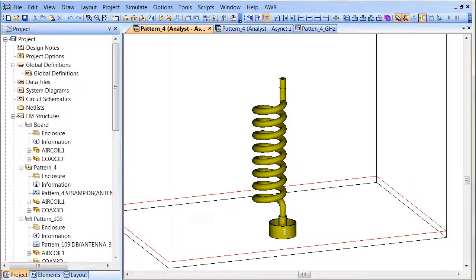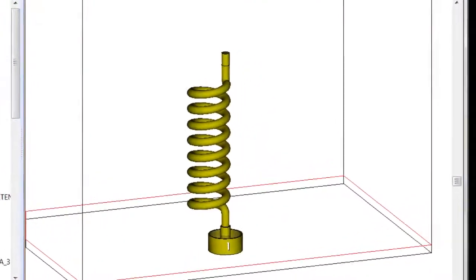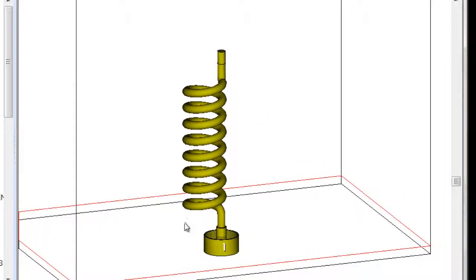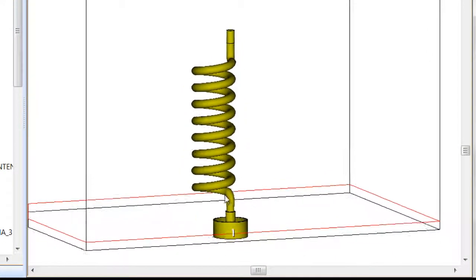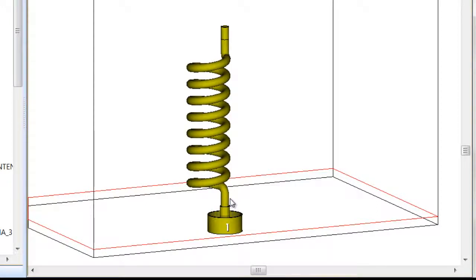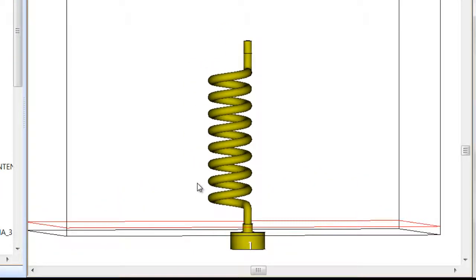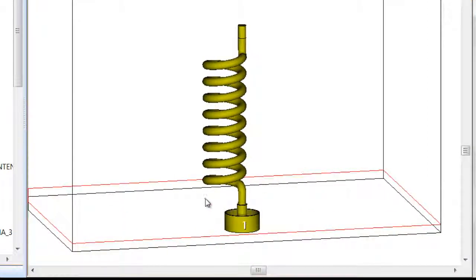In V11, we've added to Analyst antenna patterns. Let's take a look at an example. Here we have a coiled whip antenna. Notice that the designer is actually using two 3D cells, new in version 11. The bottom cell you can see is a coax. The top cell is a coil.